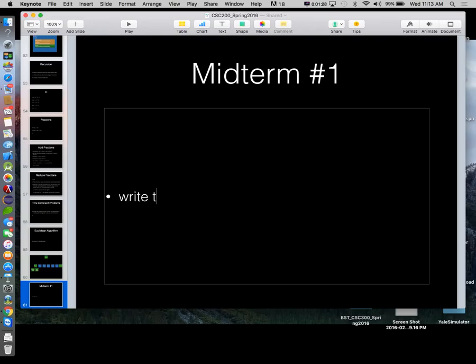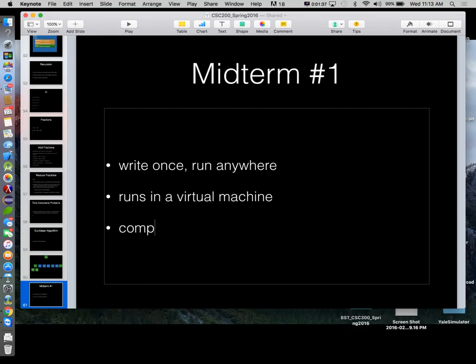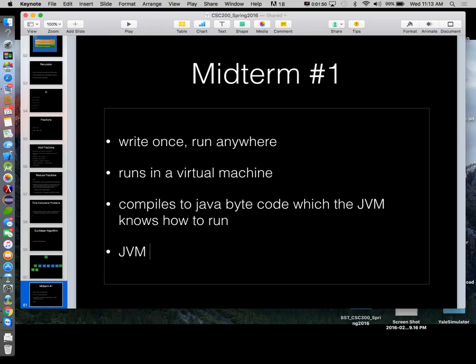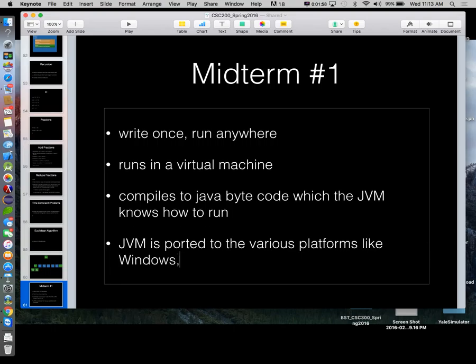So that's the write once, run anywhere, runs on a virtual machine. It compiles to Java bytecode, which the Java virtual machine knows how to run. The JVM is ported to the various platforms like Windows, Mac, etc. So some combination of that stuff is kind of what I was looking for there.